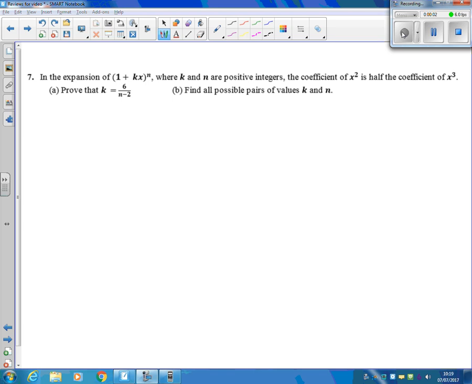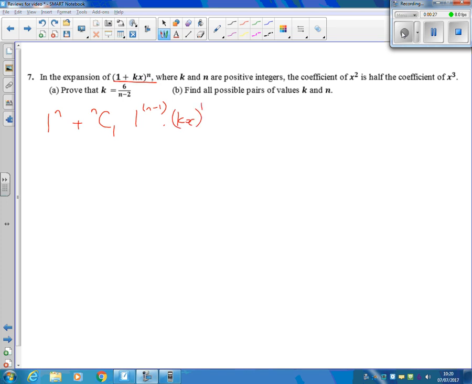Question 7 is a bit of an extension, a bit of a puzzle here for you to try and work through. And we're going to try and work out the expansion for this thing here, and it being all algebraic, this is going to be interesting. So we'll start with 1 to the power of n, and that's fine. And then we've got n choose 1 times 1 to the power of n take away 1 times kx to the power of 1.